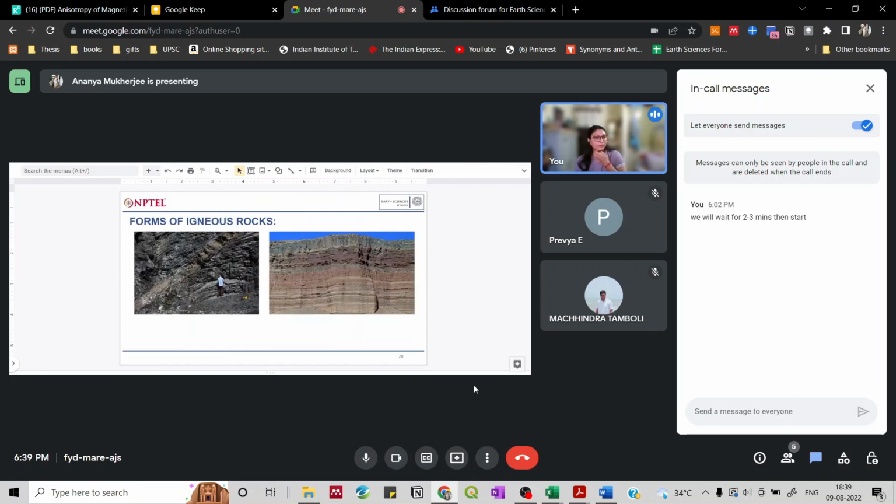So if you all have gone through the lectures, you all have seen the different forms of intrusive rocks. Okay, so there is a dike and a sill. Okay, so can you all tell me which would be dike and which would be sill? Any idea? Have you all gone through the lectures?